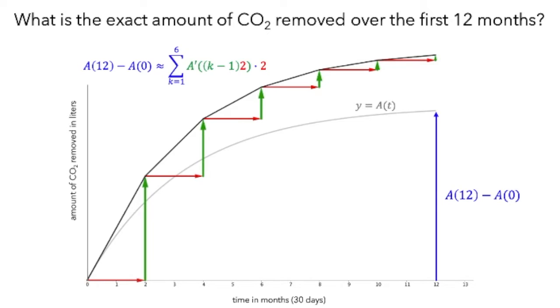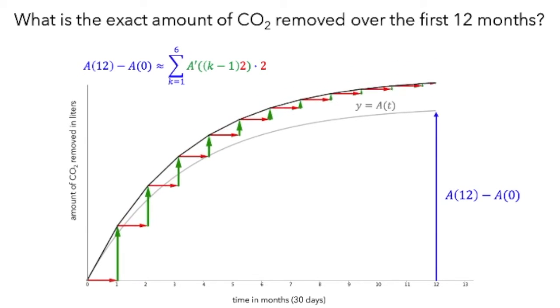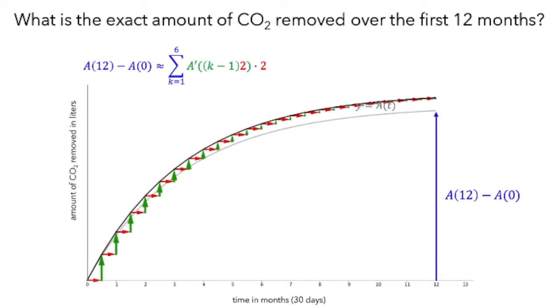We can improve the precision of this approximation by assuming that the rate at which CO2 is removed is constant over smaller time intervals. For example, we might assume that the rate of change of CO2 removed with respect to time is constant over every half month, in which case the Riemann sum that approximates the amount of CO2 removed over the first 12 months is represented by changing delta t to half a month and summing over 24 half months.